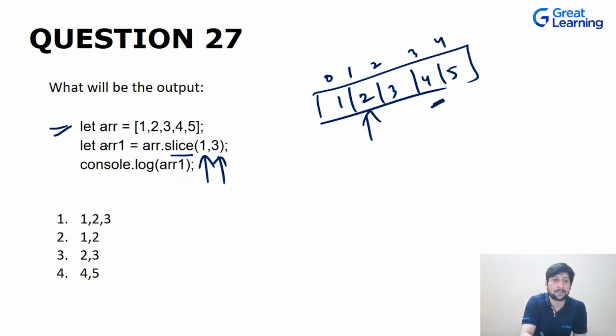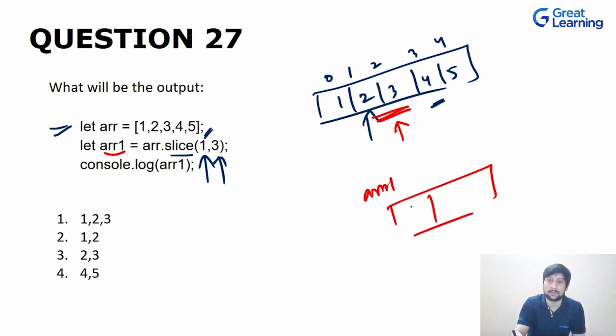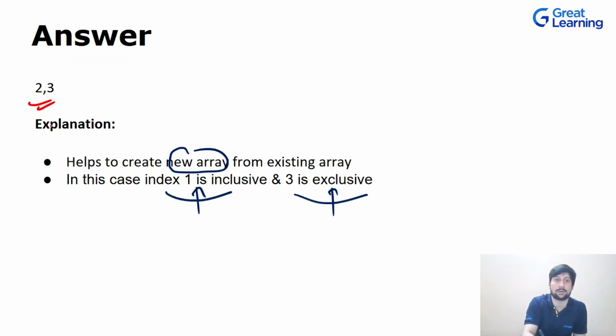So this is the array, and we have used the slice method with 1 and 3, out of which 1 is inclusive and 3 is not inclusive, right? So we are creating a new array in which 2 and 3, both of these, will be included, and we are forming a new array that is ARR1. So this ARR1 will contain 2 elements, 2 and 3. As we know, whenever we use the slice method, it will return an array. So we are printing that array. What will be the output? 2 and 3. So this is the output.